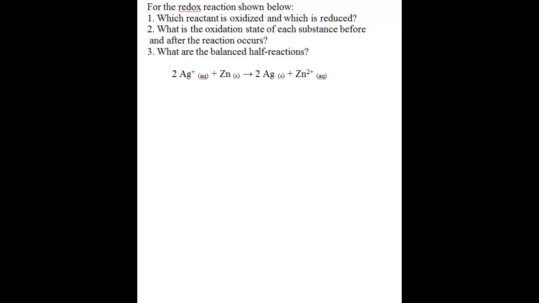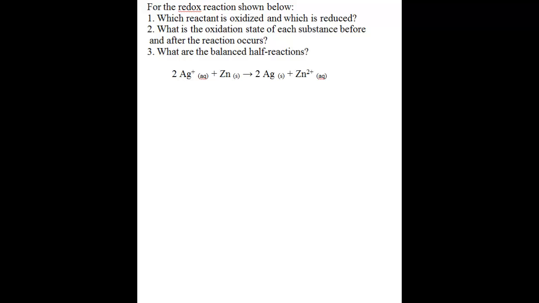This video is meant to give you a review of some of the basics of redox chemistry that you'll need to be successful in the electrochemistry unit of this course. So I have 3 questions here that I'll answer about the reaction shown below those questions. So for the redox reaction shown below, 1. Which reactant is oxidized and which is reduced? 2. What is the oxidation state of each substance before and after the reaction occurs? And 3. What are the balanced half reactions?